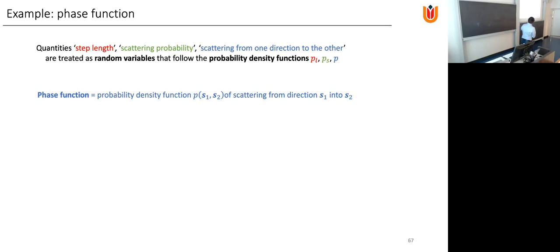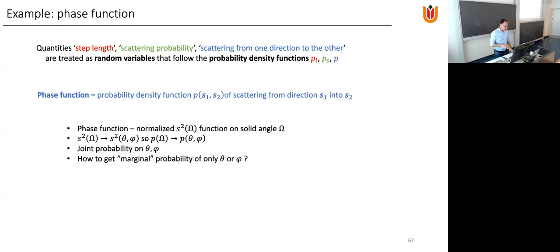Like step size, scattering angles are also treated as a random variable, and the probability density function for scattering angle we already encountered. It is the phase function. The phase function describes the distribution of light being scattered into certain angles, and because it is normalized by definition, it serves as a probability density function for scattering from one direction, s1, into another direction, s2. So we're going to need that.